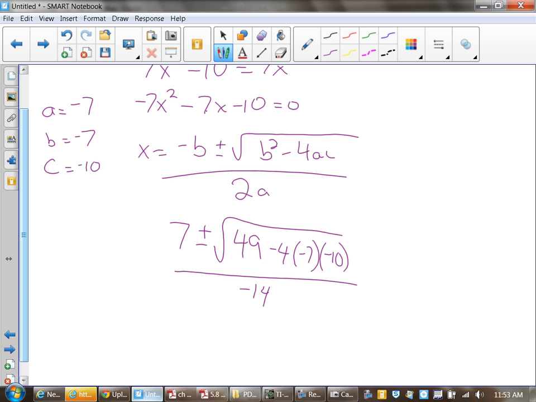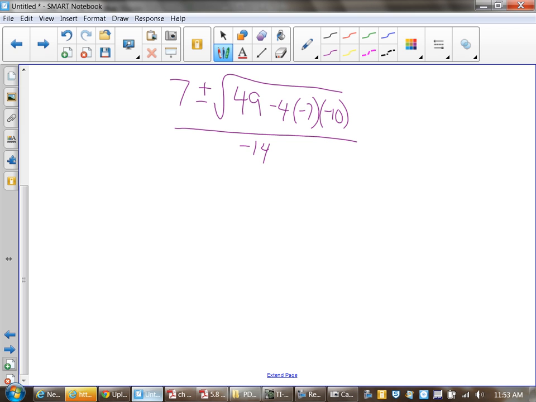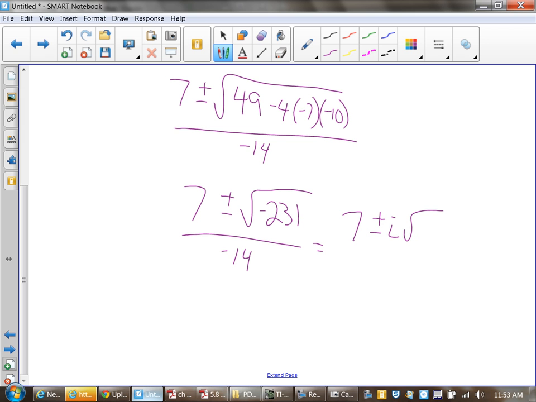Okay, so we wind up with 28 times negative 10 is negative 280. So I have 49 minus 280, which is negative 231. So I have 7 plus or minus the square root of negative 231 over negative 14. All I need to do there is check, I know I gotta take the i value out, but I also want to check in my calculator if there's a perfect square hiding in it. So my final answer then would be 7 plus or minus i root 231 over negative 14.